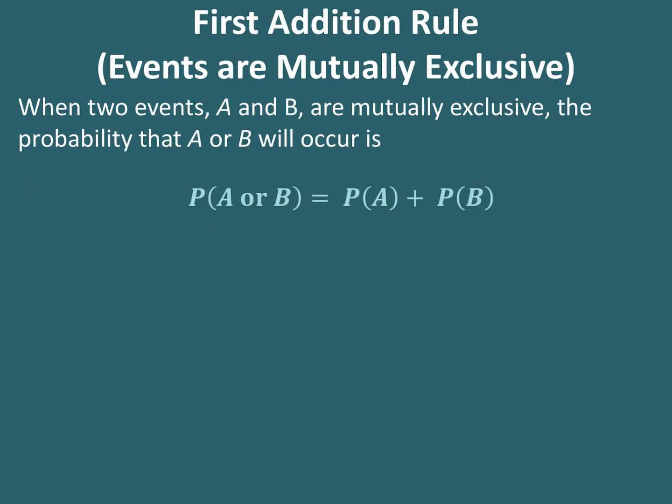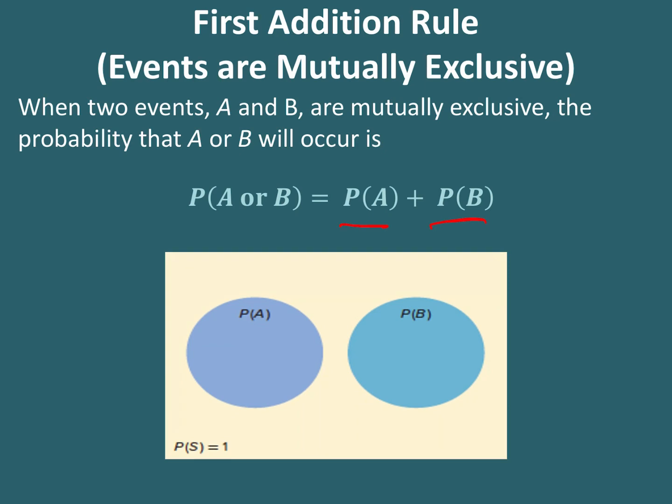When you have two events, A and B, that are mutually exclusive, the probability that either A or B will occur is as follows. You simply add the probability of A to the probability of B. This is the first addition rule. Note here in the diagram that there is nothing in common between A and B. They are disjoint events. There is no overlap.